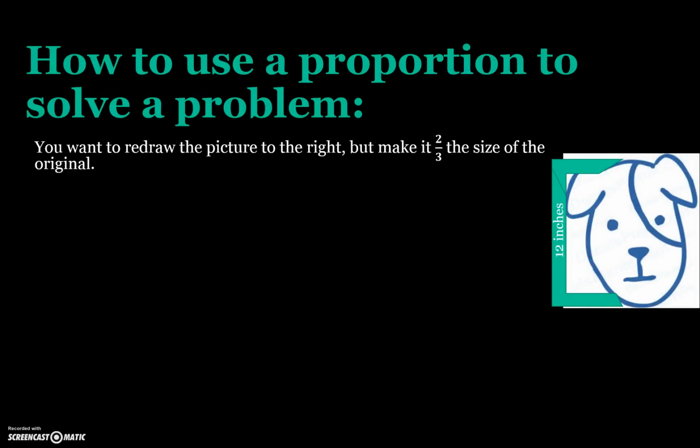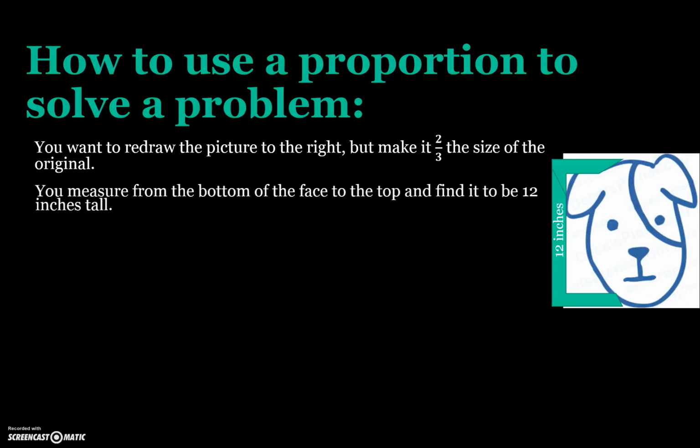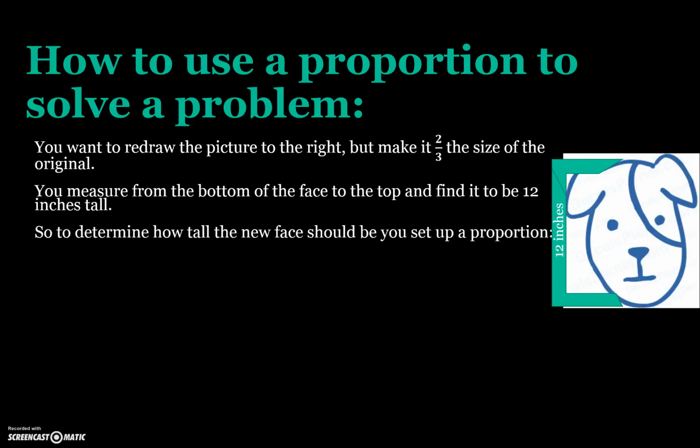Well, think about this picture here. You want to redraw it so that it's 2/3 the size of the original. Let's say this was a really big picture and you want to draw that on your wall somewhere. So you want to make it 2/3 the size of the original. So what we do is we measure from the bottom of the face to the top of the face, and we find out that it's going to be 12 inches tall. So what we need to determine is how tall the new face should be, and you set up a proportion.